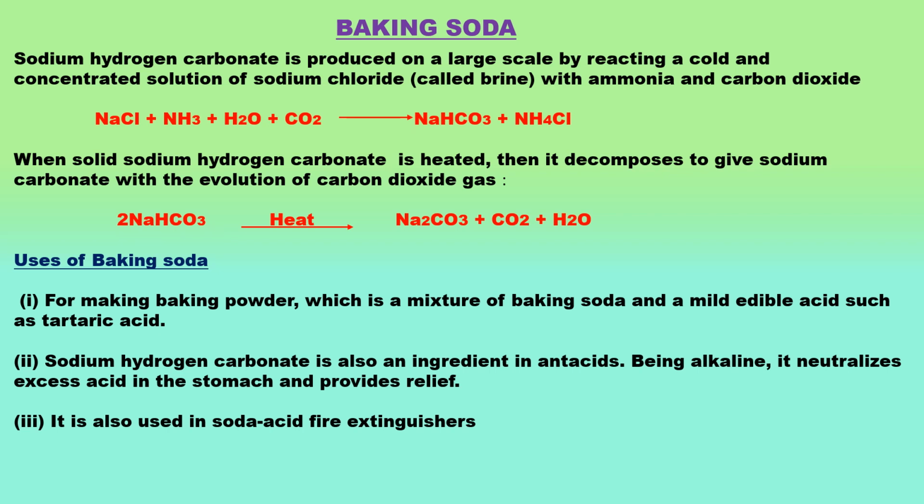Sodium hydrogen carbonate, or baking soda, is used in making baking powder, used in making cakes, bread, etc. Baking powder is a mixture of baking soda and a mild, edible acid such as tartaric acid. When baking powder mixes with water present in dough made for baking cake or bread, sodium hydrogen carbonate reacts with tartaric acid to evolve carbon dioxide gas. Sodium hydrogen carbonate is also used in fire extinguishers.